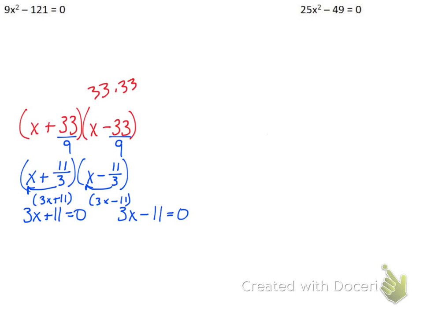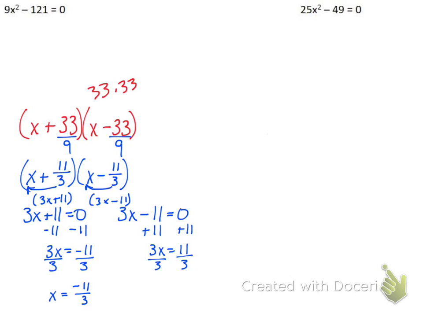And so again, I'm going to subtract the 11 to the other side, get 3x is equal to negative 11, and then divide by 3. So x is equal to negative 11 thirds. Again, probably easiest, especially on a Schoology quiz, to leave it like that. Then add the 11 to the other side to get 3x is equal to 11. Divide it by 3 and get x is equal to 11 thirds. Those are my two answers then.